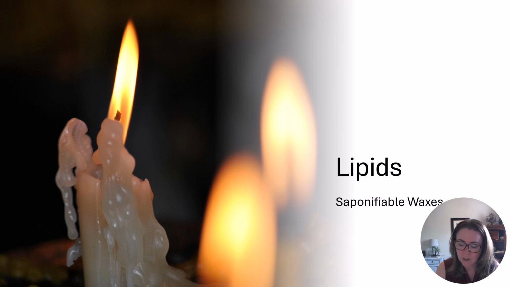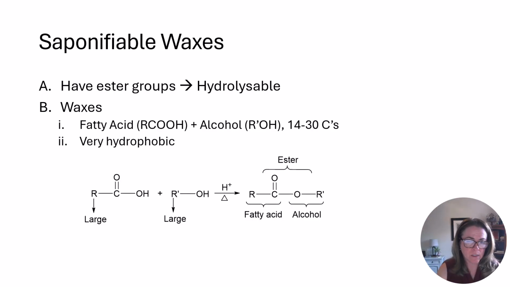All right, so now we're talking lipids and saponifiable waxes. With our waxes, we have an ester group. This is going to make them hydrolyzable, which means we can cleave that ester bond. So waxes are going to be a combo of our fatty acids and an alcohol.